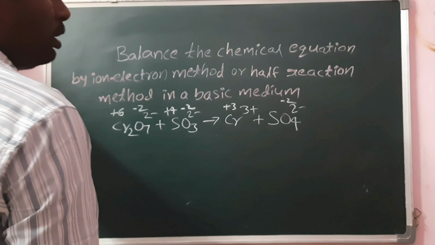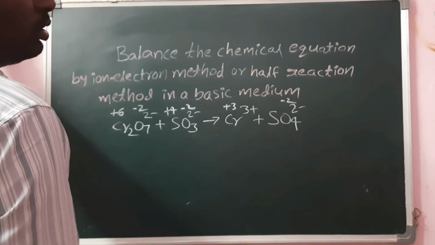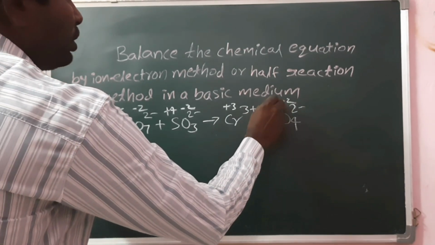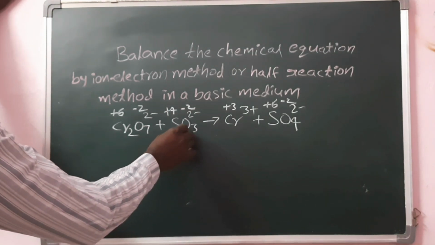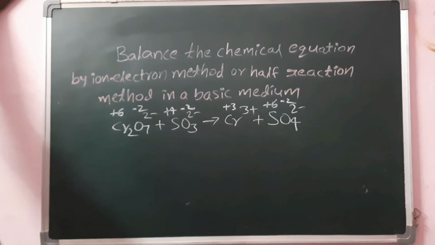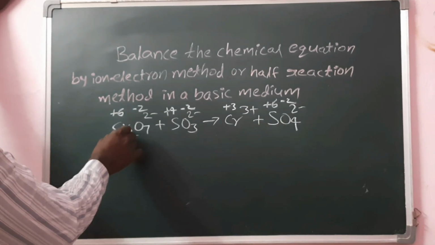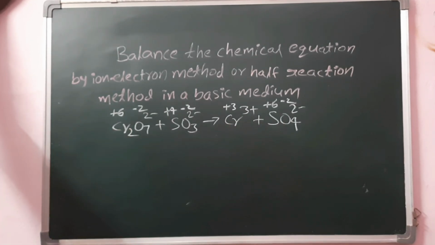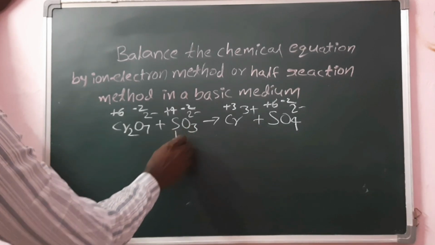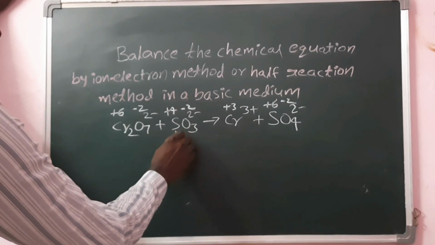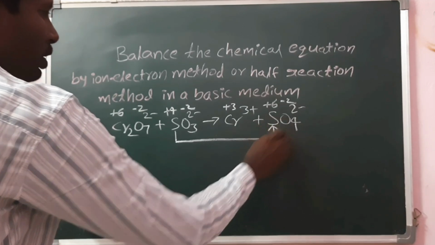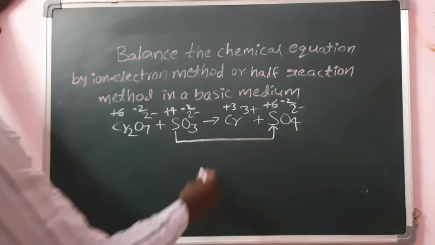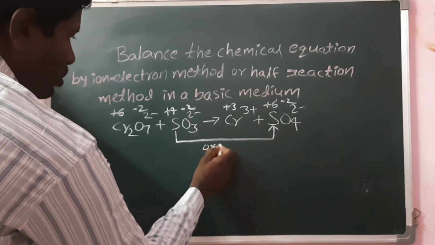And the sulfur oxidation number we can write as +6. So here the sulfur oxidation number is +4, here +6. Here the chromium oxidation number is +6, here +3. So sulfur has oxidation number +4 and it's changing into +6. So sulfur is being oxidized. So oxidation.